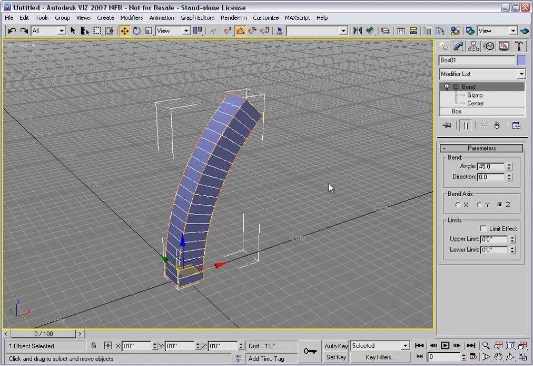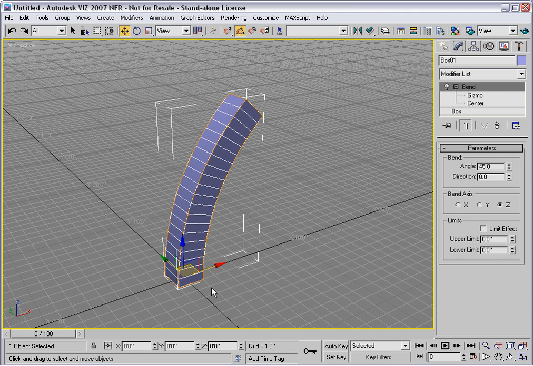You can limit the effect of a modifier into a narrower range so that it takes place within a smaller portion of its gizmo. In this example, I have a box that's being bent at a 45-degree angle, and right now the bend modifier is affecting the entire gizmo.